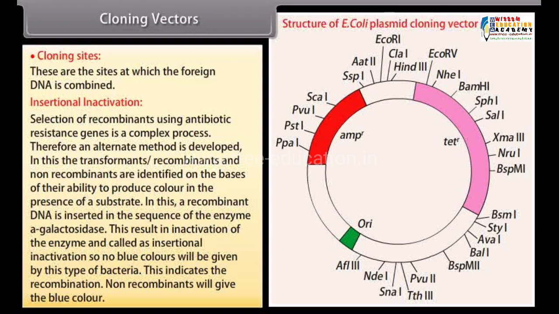In this, the transformants, recombinants and non-recombinants are identified on the basis of their ability to produce color in the presence of a substrate. In this, a recombinant DNA is inserted in the sequence of the enzyme beta-galactosidase. This results in inactivation of the enzyme and is called insertional inactivation, so no blue color will be given by this type of bacteria. This indicates the recombination. Non-recombinants will give the blue color.